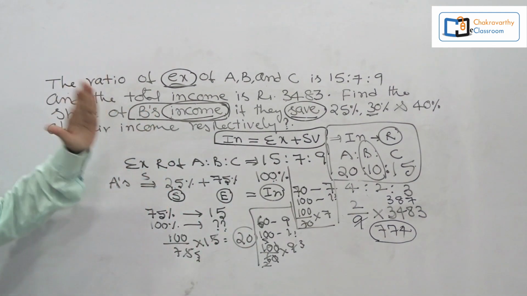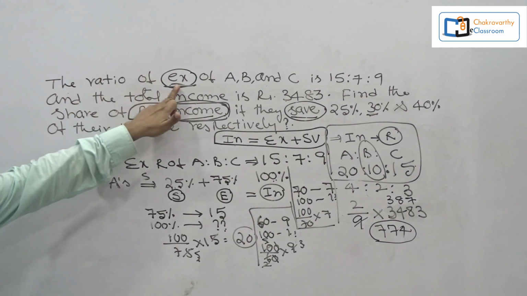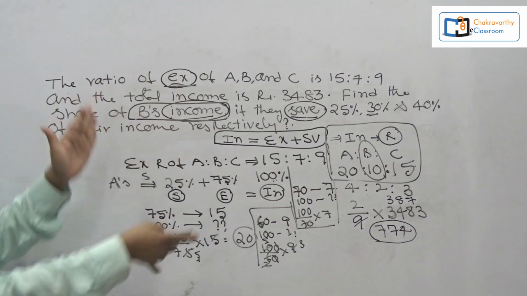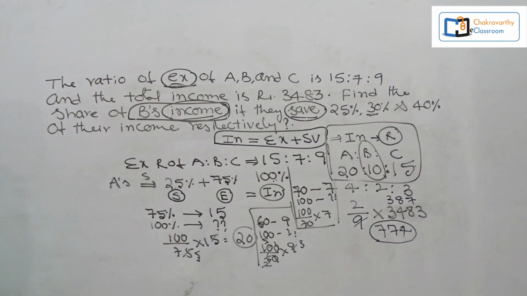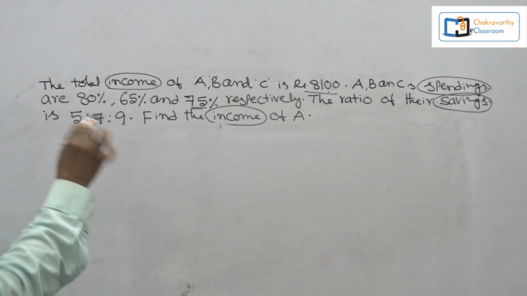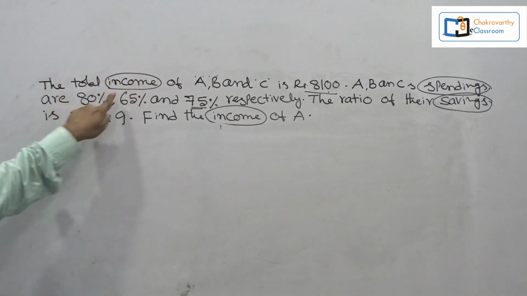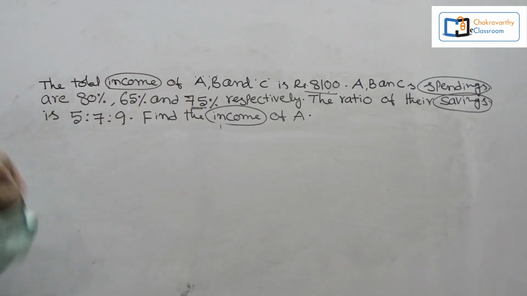Same terms: income, expenditure, saving, but I have shuffled them. Here I started with the expenditure ratio, but I shuffled it to make you understand the concept a little further. Take that question also. Go for this question quickly, students. For your understanding, I have rounded off the important terms. Total income of A, B and C is 8100.